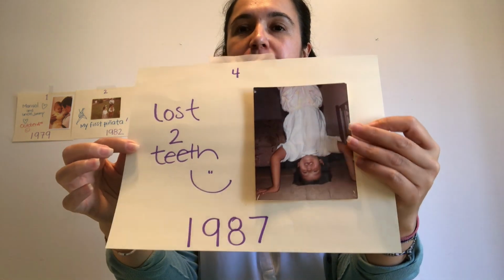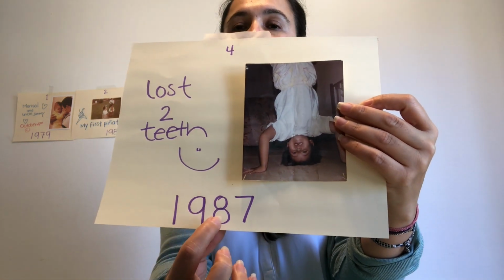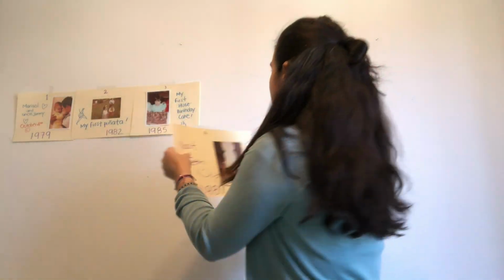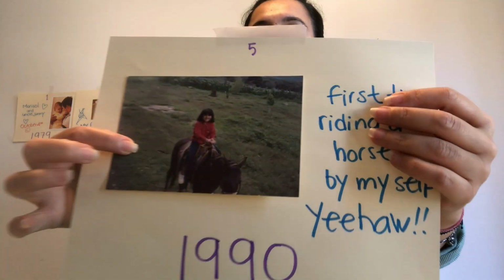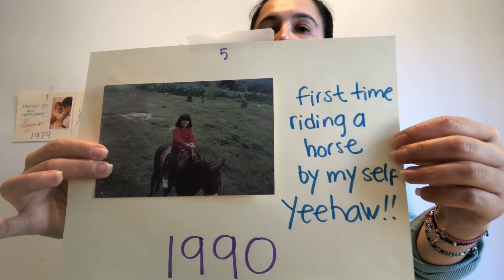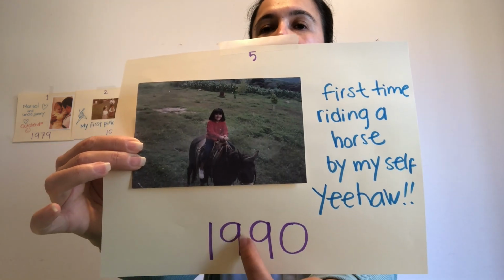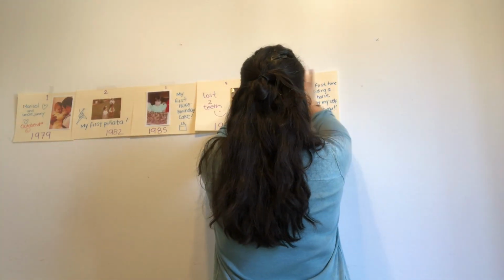Perfect. Next, number 4, it says lost 2 teeth. 1987. Look at me with a huge open window here. 2 lost teeth. That's number 4. Number 5, it says first time riding a horse by myself. Yeehaw! 1990. That's me riding a horse. Ooh. Super brave, huh?